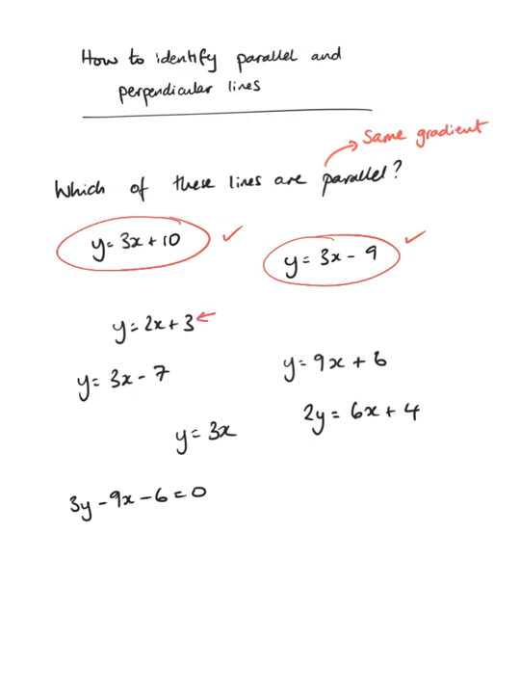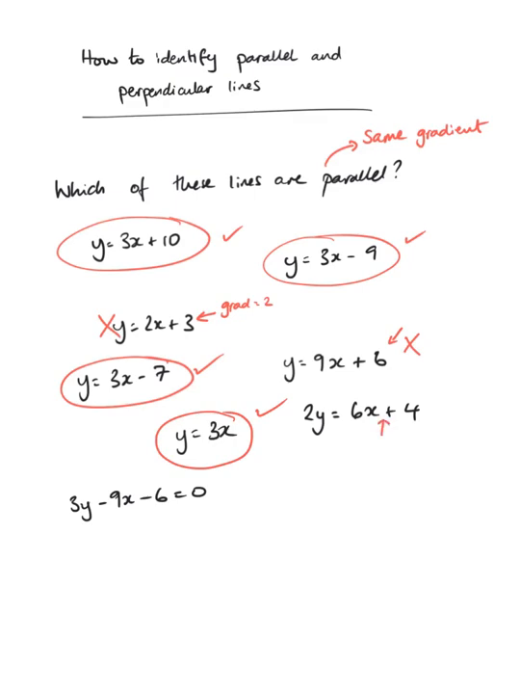This line here has a gradient of 2. I know we've got a plus 3 there, but remember that plus 3 is where it crosses the y-axis. The gradient is 2, so that's not parallel to y equals 3x plus 10. This line here has a gradient of 3, so it's parallel. This line here has a gradient of 9, so it's not parallel. This line has a gradient of 3, so it is parallel.